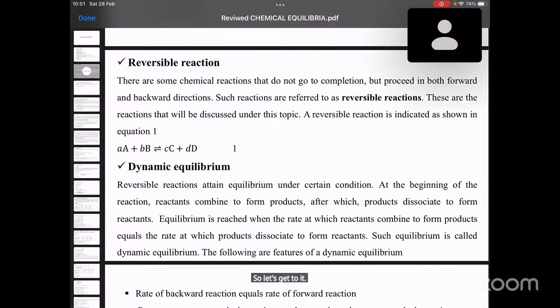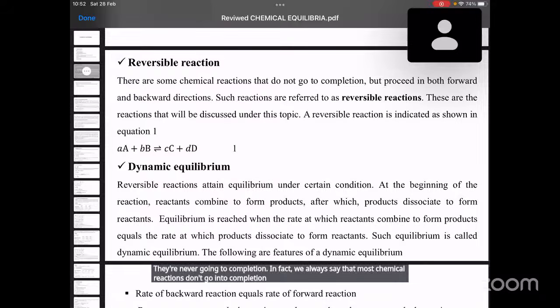Now, there are some chemical reactions that never go into completion. In fact, we always say that most chemical reactions don't go into completion, but proceed in both forward and backward directions. There are some that substantially don't go into completion at all. You can't even expect them to go into completion. So they proceed in both forward and backward directions. Such reactions are what we refer to as reversible reactions. These are reactions that will be discussed under this topic.